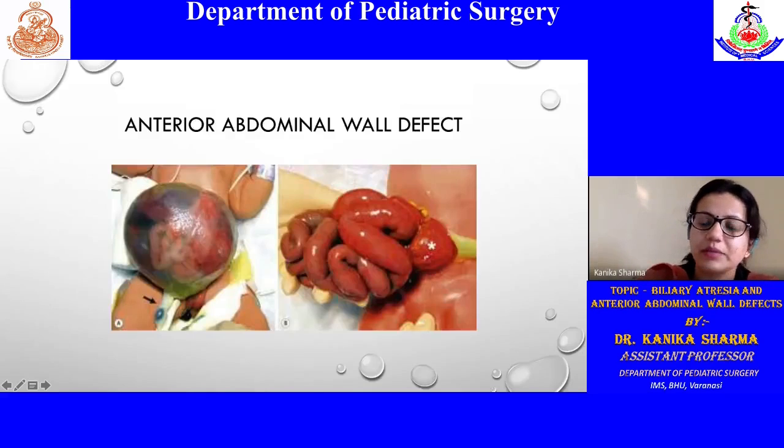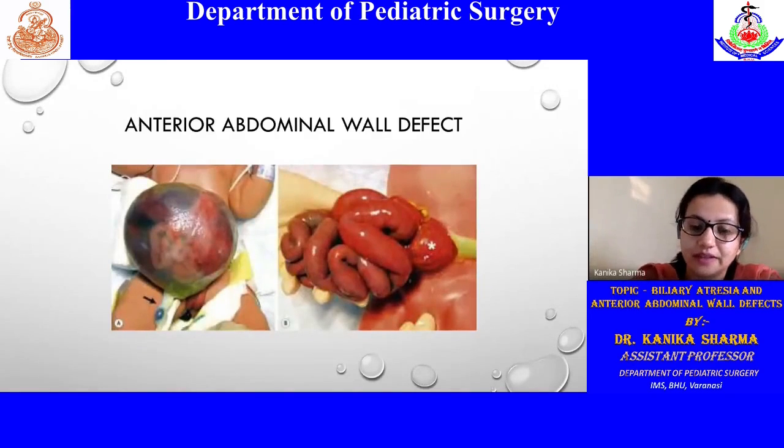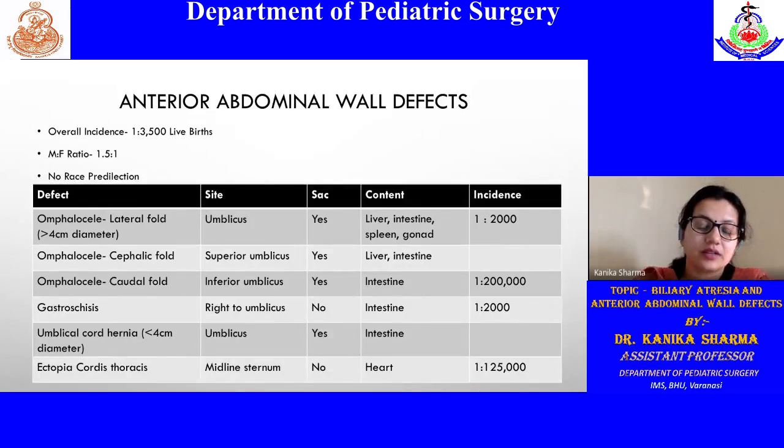So here I am done with biliary atresia. Another topic that I have to cover is anterior abdominal wall defects. There are various abdominal wall defects that have been seen, most commonly being omphalocele and gastroschisis. Omphalocele is also called exomphalos.